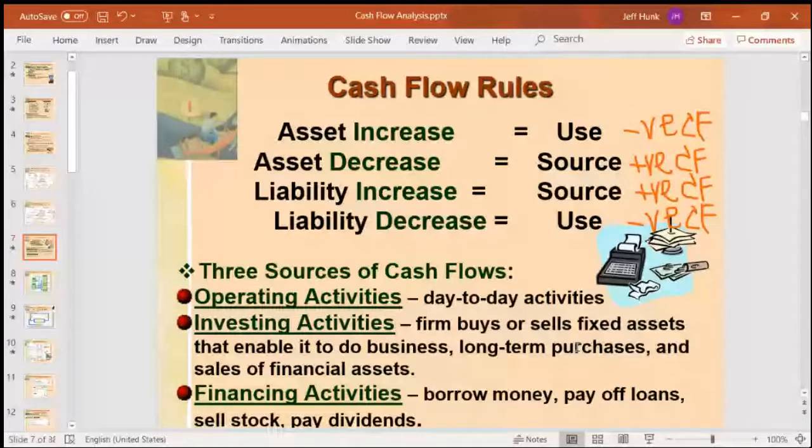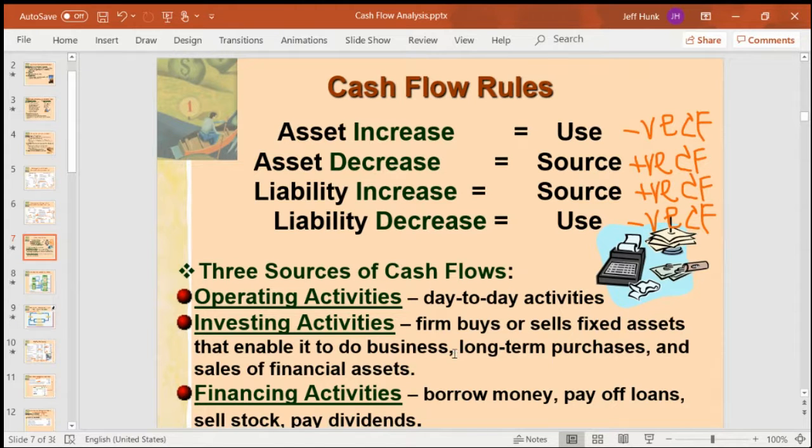I mentioned in the previous topic that there are three activities that all firms engage in: operating activities, investing activities, and financing activities. Operating activities are basically an income statement process. It starts from sales revenue and subtracts all the expenses, and then stops at EBIT, operating income.